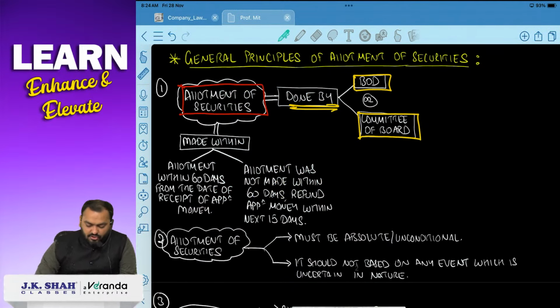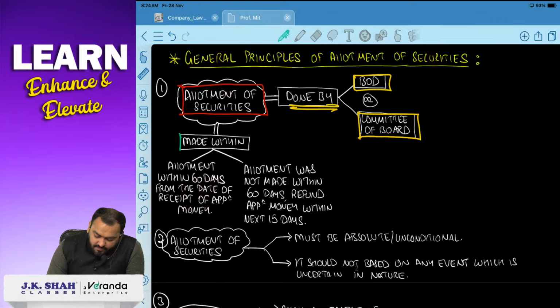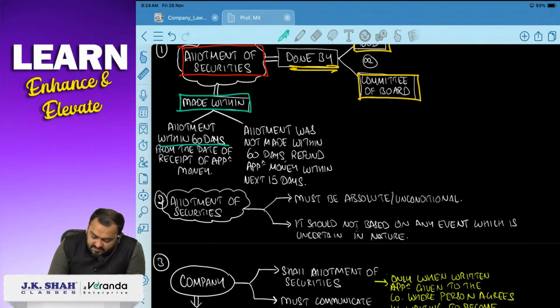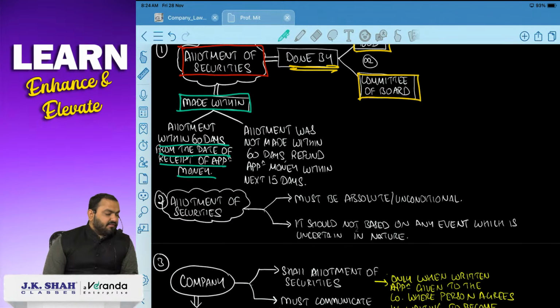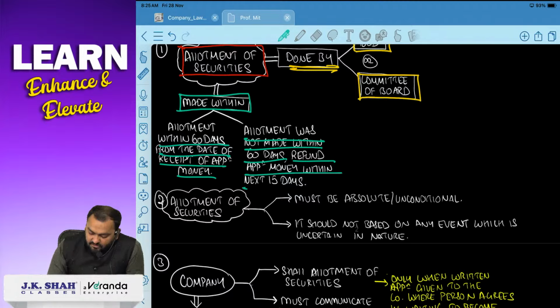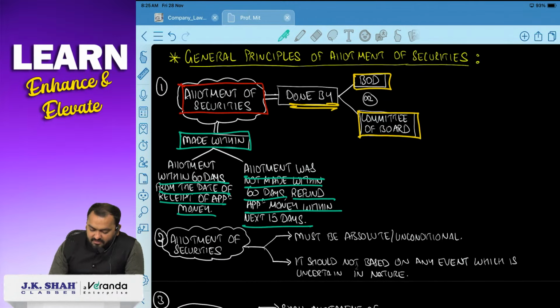Okay, next. Allotment must be done within how much time? Allotment must be done within 60 days from the date of receipt of application money. Friends, you know when we apply for the shares, company have to make the allotment within 60 days. If company does not make the allotment within 60 days, then company have to refund your application money within next 15 days. Okay, clear? So this is your first point as per my notes regarding the general principles of allotment.